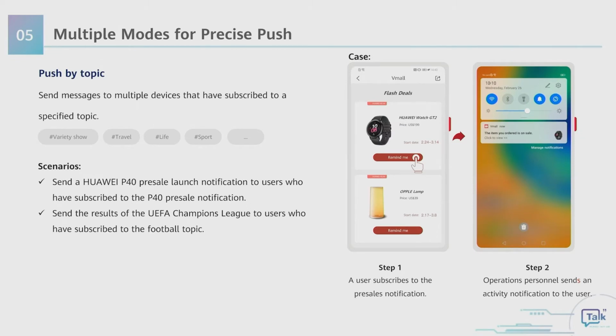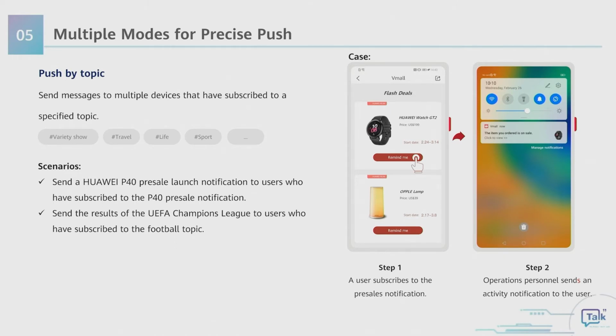Other than that, we can also send messages by topics. In contrast to audience pushing, which is determined mostly by backend and analytics data, topic-based pushing is happening more on the device side, and determined by users' own behaviors and decisions.